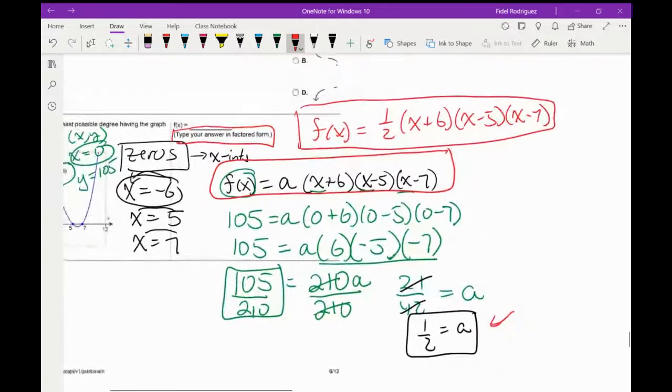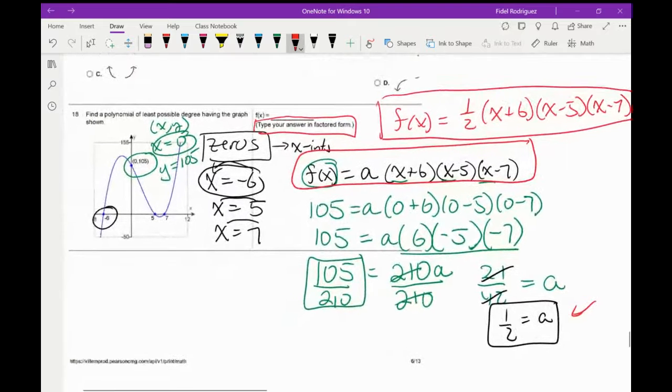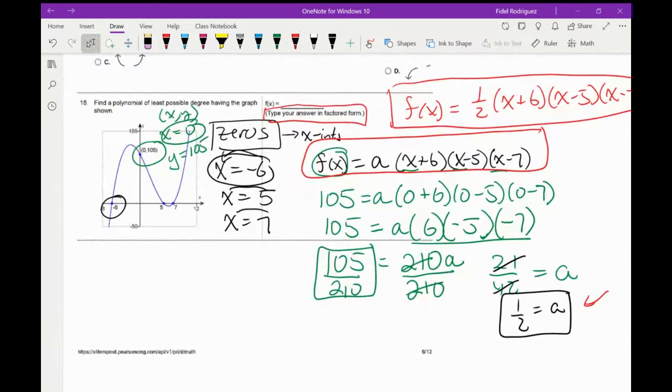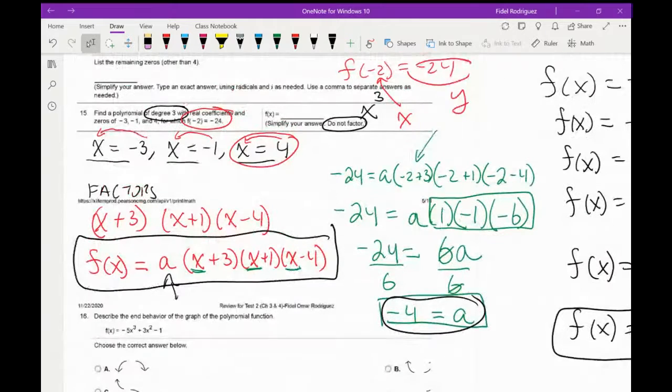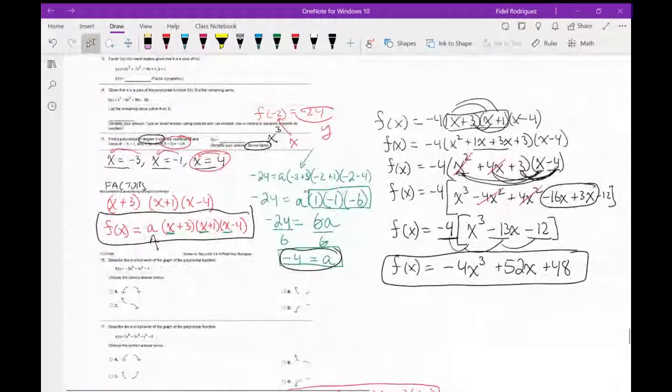So the question that I'd like to ask you guys is, number one, do you guys agree that the way I did number 18 was the same way I did number 15? Does it look like we did the same kind of steps? Yeah? Okay. Now, the second thing I want to ask you guys, between number 15 and number 18, so I'm going to scroll back to number 15 real quick. So here is number 15, right?